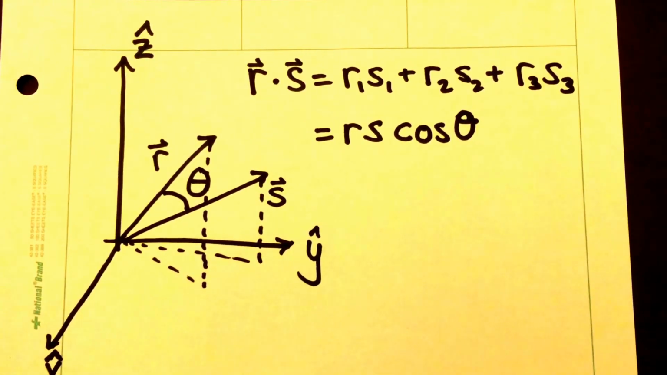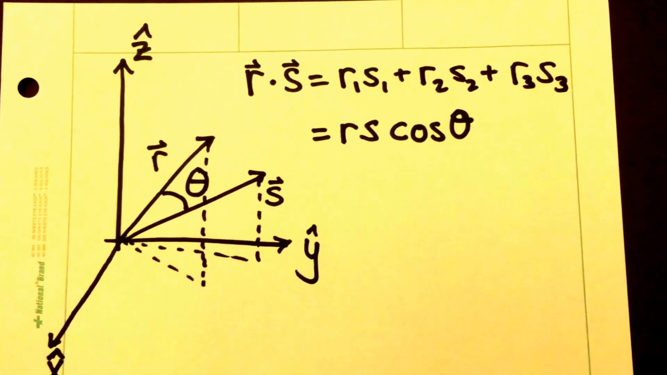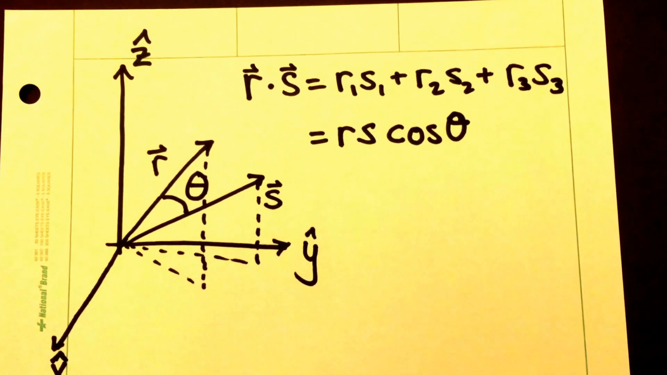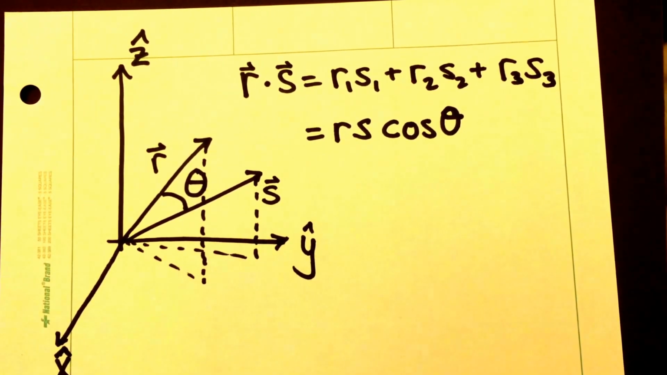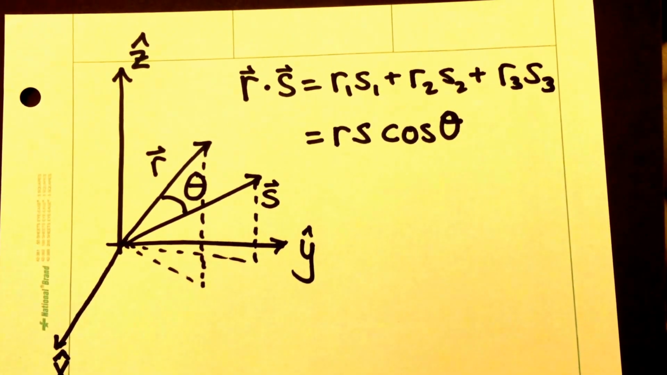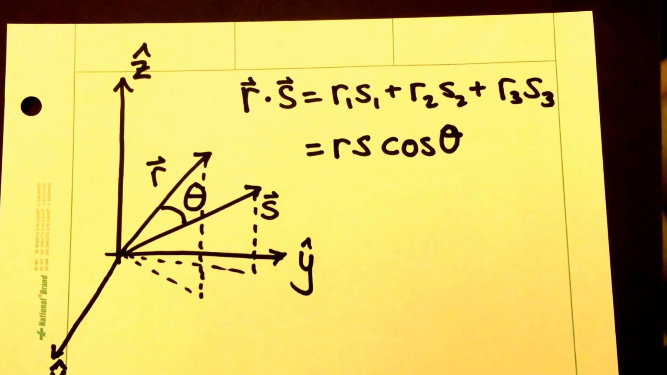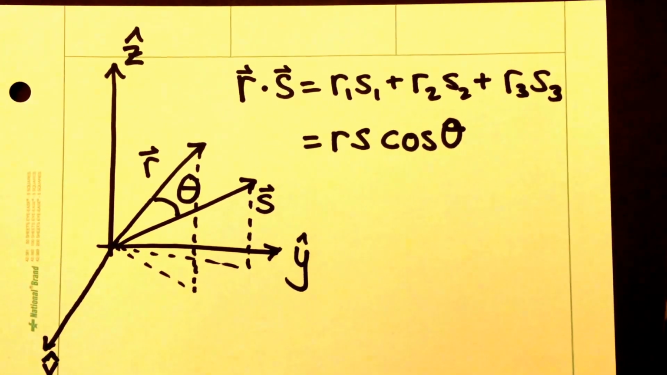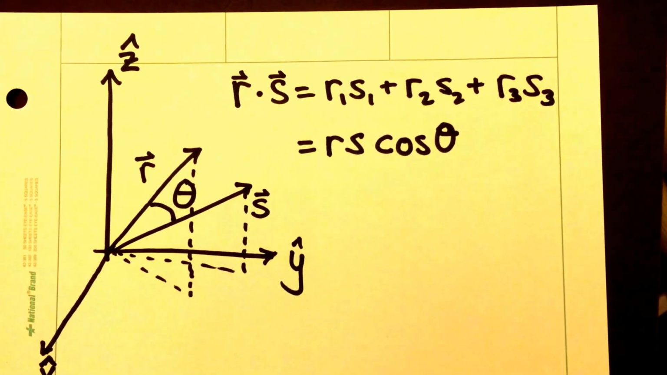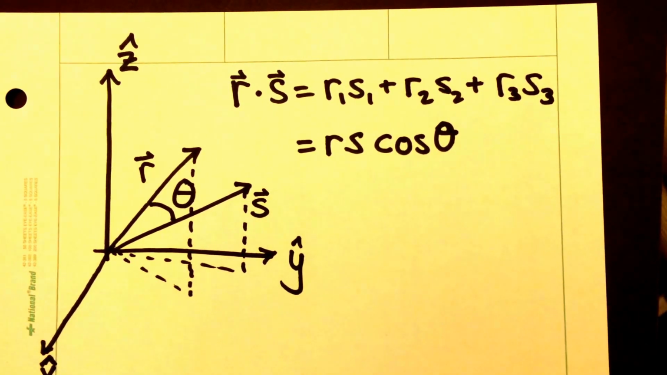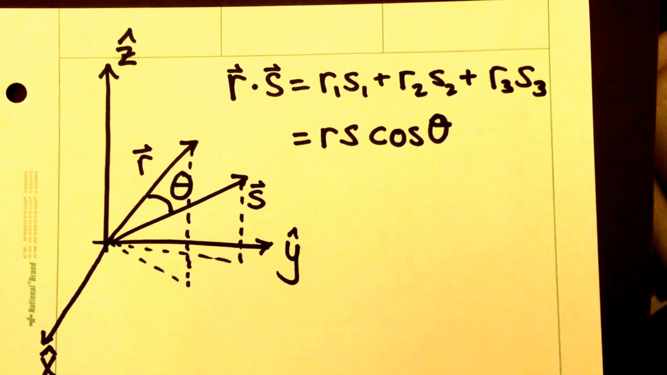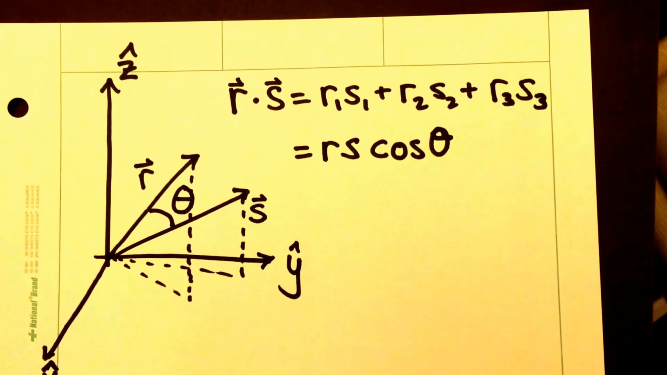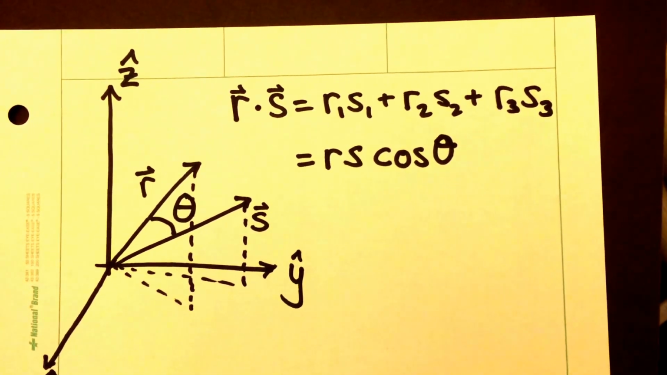There are two ways in this class that we'll multiply vectors by one another. One of them is called the dot product. So here I've got vectors r and s, and I'm expressing them in the Cartesian coordinate system x, y, and z. The dot product of r with s is simply the sum of the products of each of the components for the vectors. So r dotted into s will be r1 s1 plus r2 s2 plus r3 s3. And it turns out that this is actually equivalent to the product of the magnitudes for the two vectors, r and s, times the cosine of the angle theta between the two vectors.